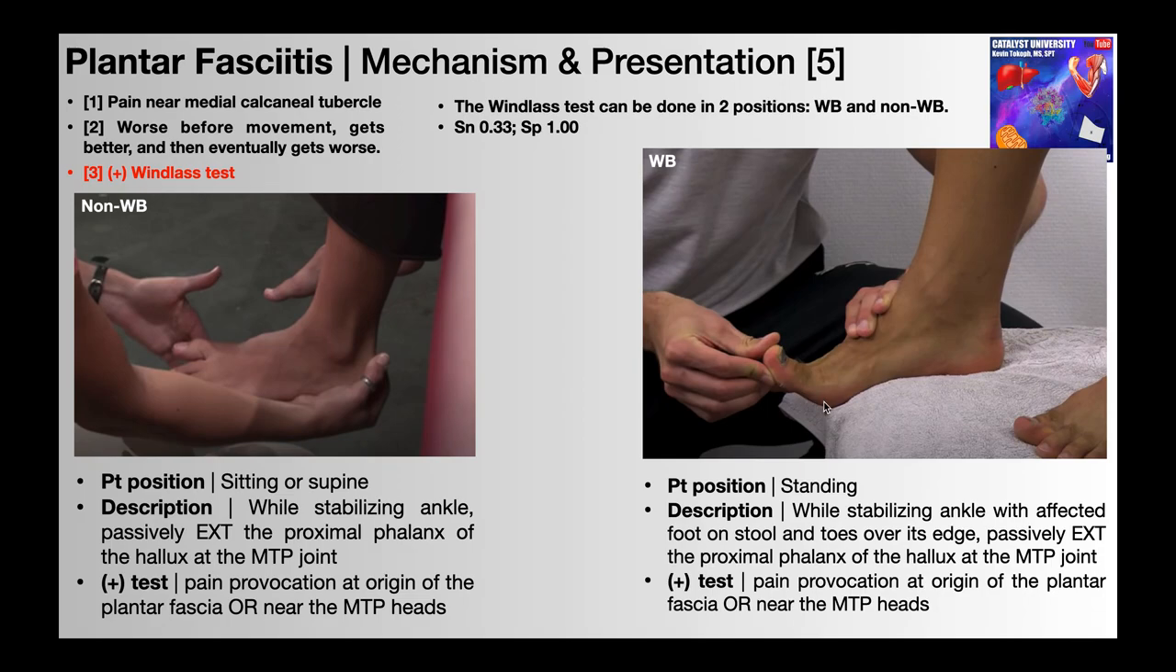In this form of the test, because the foot is a lot more stable here on the stool, usually you'll just see people actually grabbing the end of the big toe and extending it up, because you're still going to get extension at that MTP joint. Again, a positive test here would be pain provocation at the origin of the plantar fascia, right here, near the calcaneus, or at the MTP joints near the metatarsal heads.